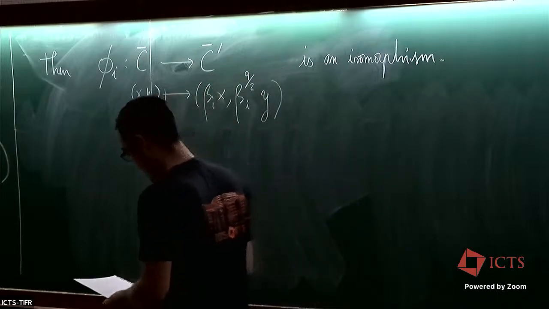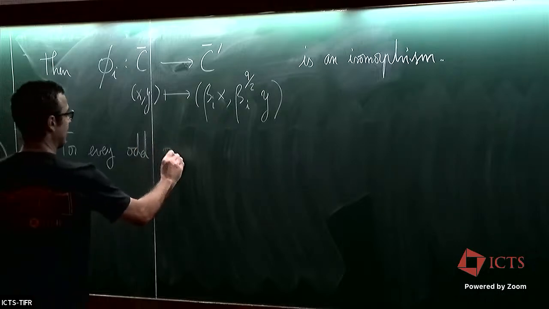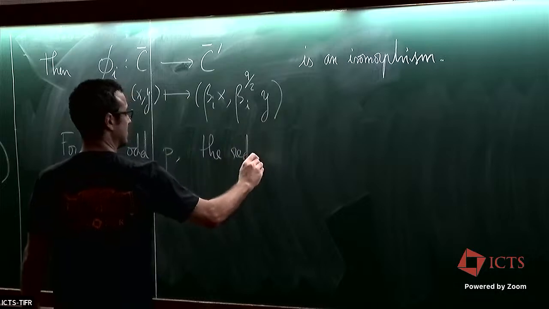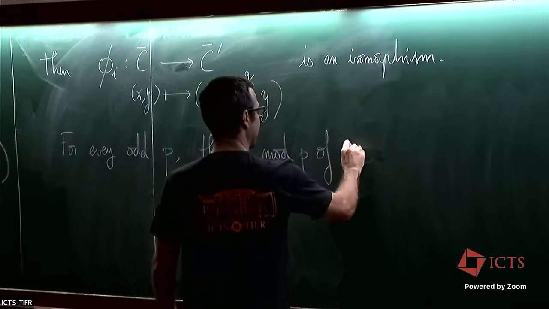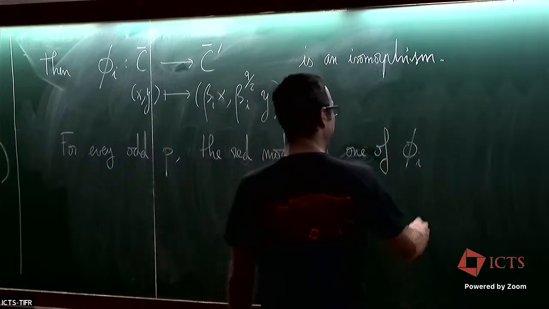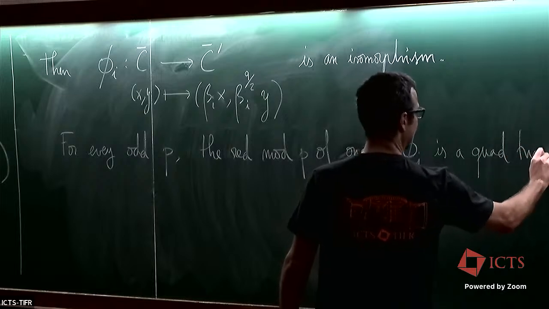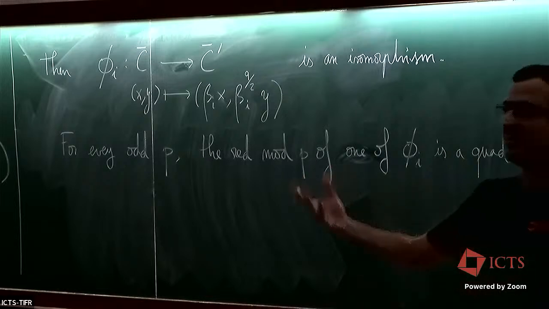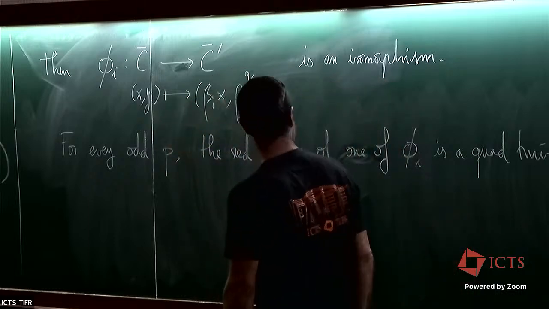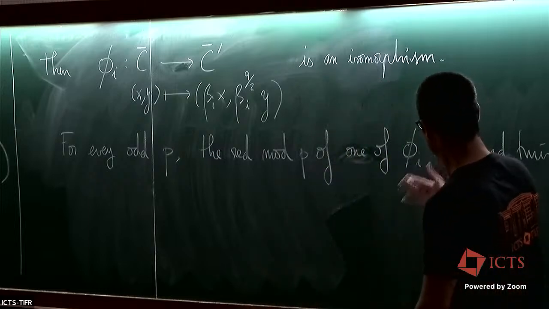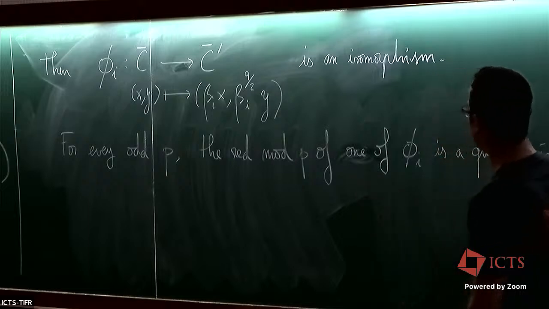And now I claim that, in fact, for every odd p, the reduction mod p of some one of the phi sub i's defines a quadratic twist. In the usual sense of quadratic twist, after a base change it will give an isomorphism defined over F_p squared, but on the Jacobian it induces an isogeny between the respective Jacobians. It induces an isogeny, which is a quadratic twist. And the reason is very simple.